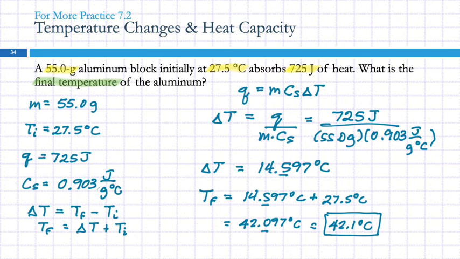Do we expect the temperature to go up or down? Up, because this block is absorbing heat, so we expect the temperature to go up. If we messed up somewhere, we might have subtracted by accident and seen that the temperature went down, and then that would be a clue to look at our work. Any questions?